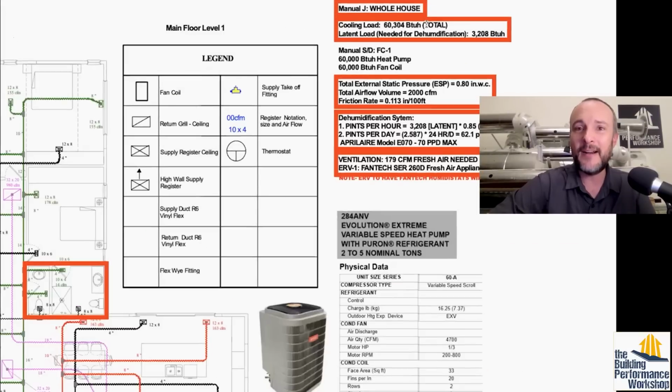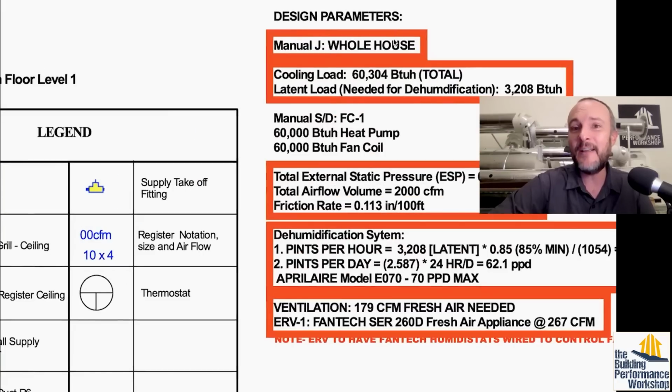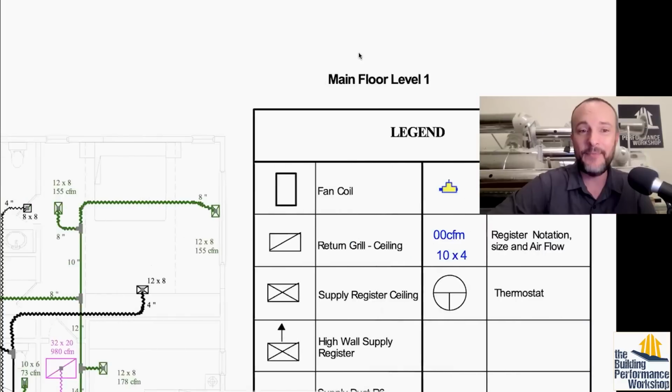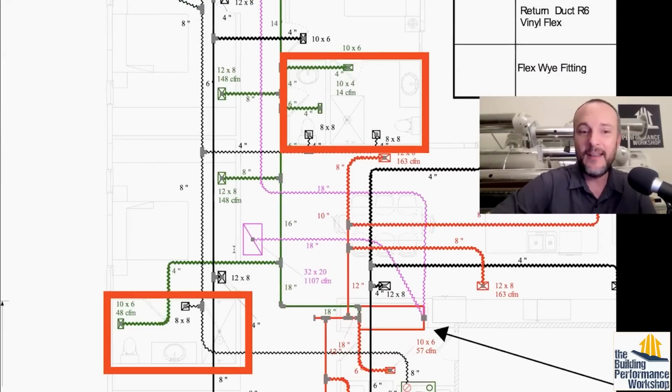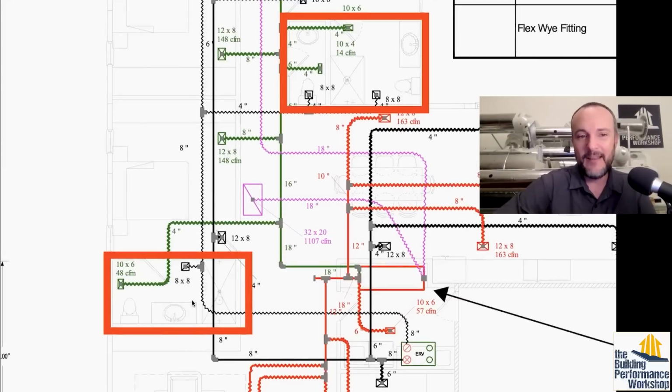If we look right up here, we can see that number one, they did the Manual J for the whole house. Let me take you over here and show you. These are bathrooms. This bathroom is getting 48 CFM of supply air. That's supply conditioning, heating and cooling. For a room that size, no way, not in a high performance home. Almost always below 10 CFM.